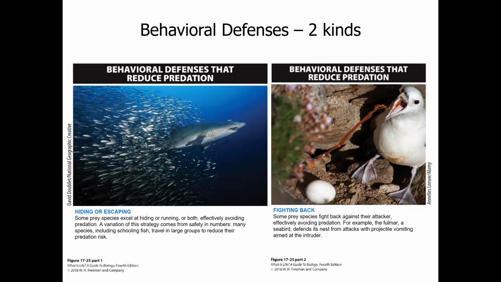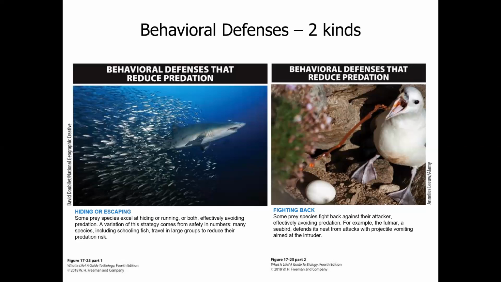Additionally, you can potentially have structures that allow you to run away or escape or climb or run or any sort of locomotion to get away, to escape. Additionally, you have fighting back as part of a behavioral defense. This one's a little less common, but some prey actually have abilities to attack their predator to basically stun them or to confuse them to be able to get away. So an example like this is the fulmar, which is a seabird that actually defends its nest by projectile vomiting at the predator. And I imagine if you had a person projectile vomit at you, you would be less likely to attack them.